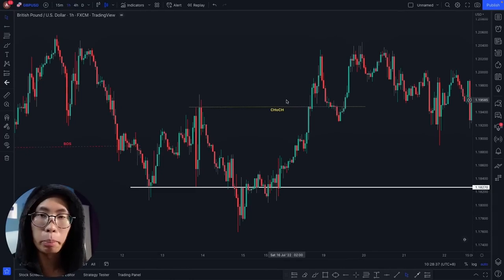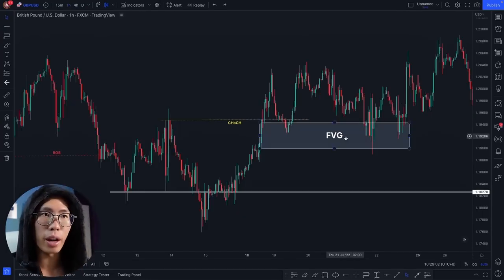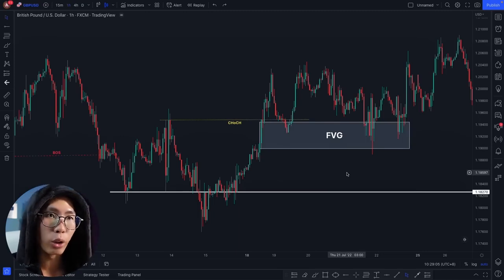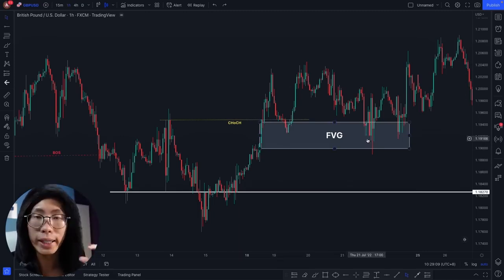So back to the example, you want to enter for a buy when price has come back down to our fair value gap. In this example, I can spot a fair value gap right here. You can see right here there's a fair value gap, and right now what we want to do is wait for price to come back down to retest this fair value gap. Then that is when we can enter for a buy.